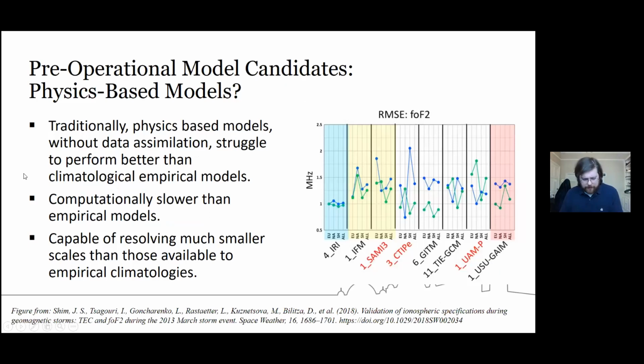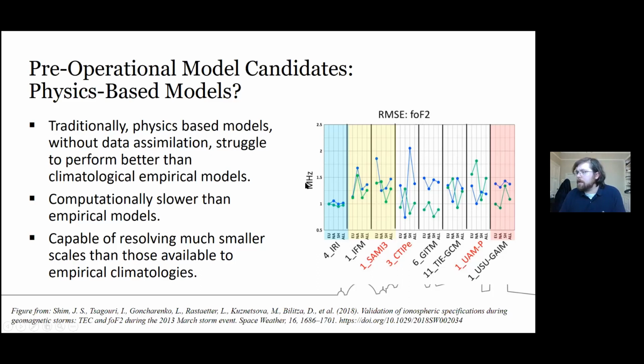So we might instead opt to use physics-based models, which are capable of resolving much smaller scales than those available to empirical models. And I have no question that physics-based models should have roughly the right horizontal structuring that we expect at high latitudes, perhaps not quite to the right magnitudes. But they're computationally slower than empirical models. And unfortunately, they've traditionally not performed quite at the level of even the IRI. And so it's unlikely that they would actually meet our performance requirements for this particular application.